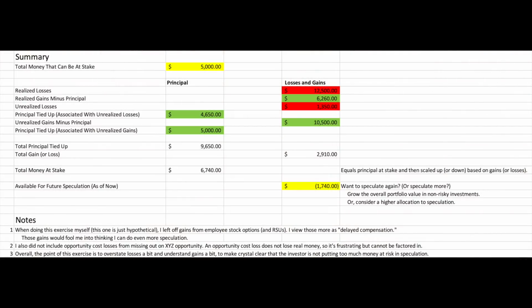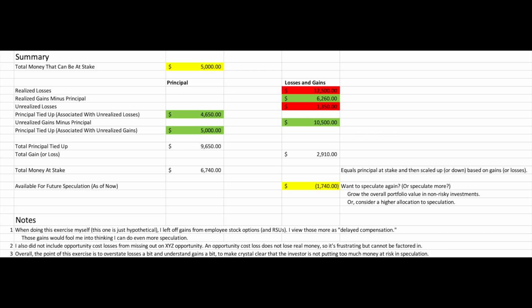And so next, when I was doing this exercise, this is just hypothetical. I was just putting in random numbers. But I also did a version for myself with the real numbers, and I'm going to go through that later and share some of my insights. One of the things that I decided to do is I left off gains from employee stock options. Over the years, I've been blessed. My wife has been blessed. Companies we've worked at have done well. Not all of them, but some of them. And we've made money on employee stock options and also RSUs, restricted stock units.